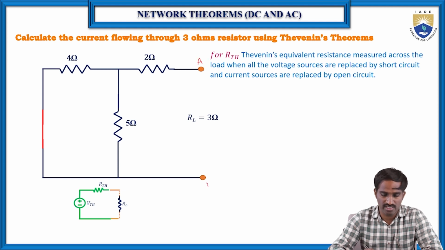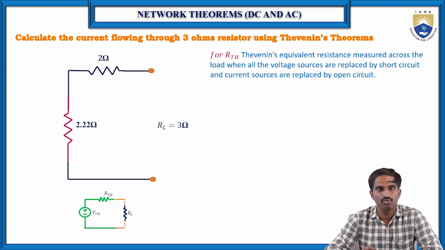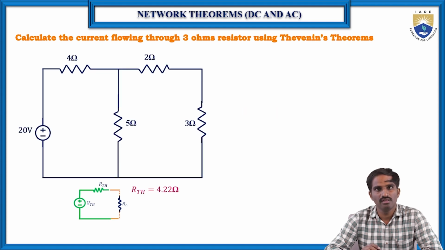Let us consider A and B. Here 4 and 5 are in parallel. Then the combination is in series with the 2 ohms resistor, so the total R Thevenin is equal to 4.22 ohms. Now we have to find the V Thevenin.